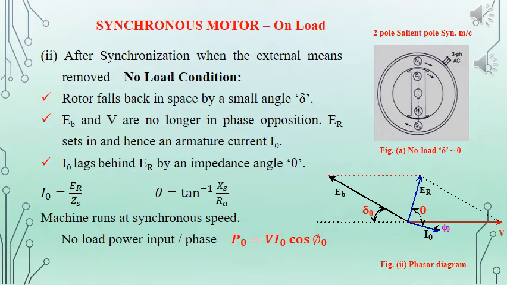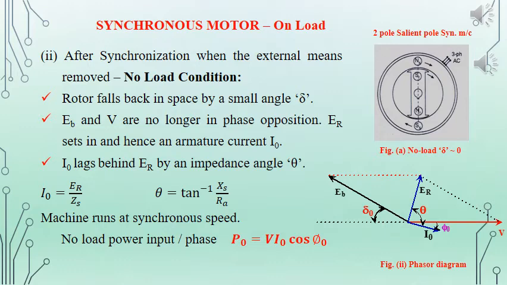And because of this angle difference, since it is not in phase opposition, there will be a resultant voltage that is created, that is given as ER. And because of this resultant voltage, there will be a current that is given as I0, and the angle of lag is given by theta. Theta is given as tan inverse XS by R, and the magnitude of I naught is given as ER, the resultant voltage, divided by ZS, the synchronous impedance.